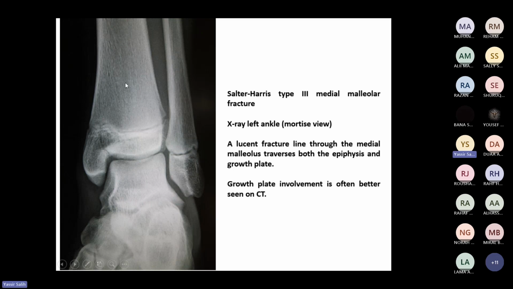There is a fracture in which one? Medial malleolar. Yes. You see the fracture line? This is a lucent line. So how do we classify this? Type 3. It's a type 3 because it involves what? The epiphysis. The epiphysis is free, but this is the metaphysis. So this is Salter-Harris type 3.